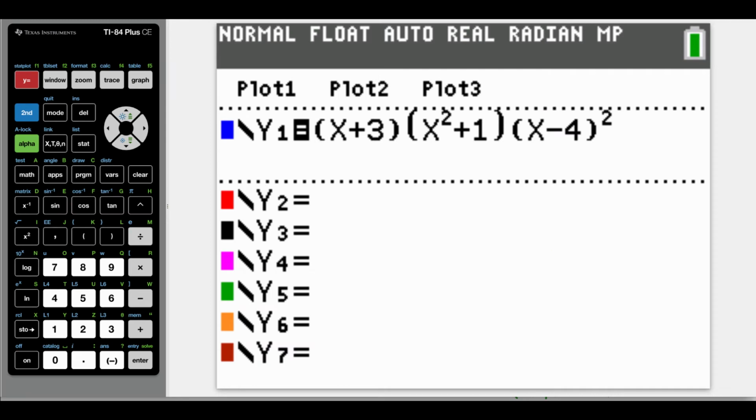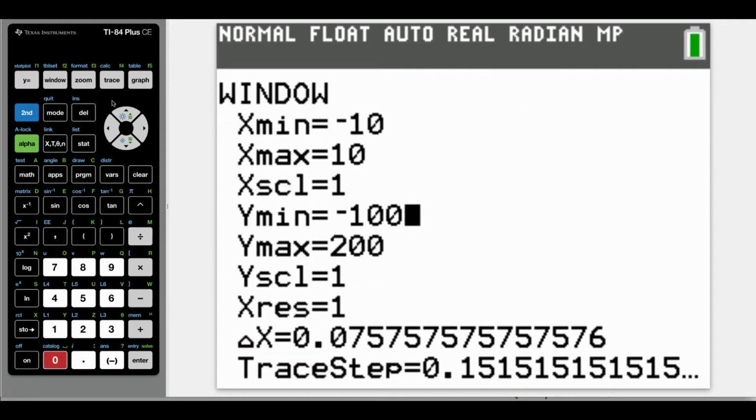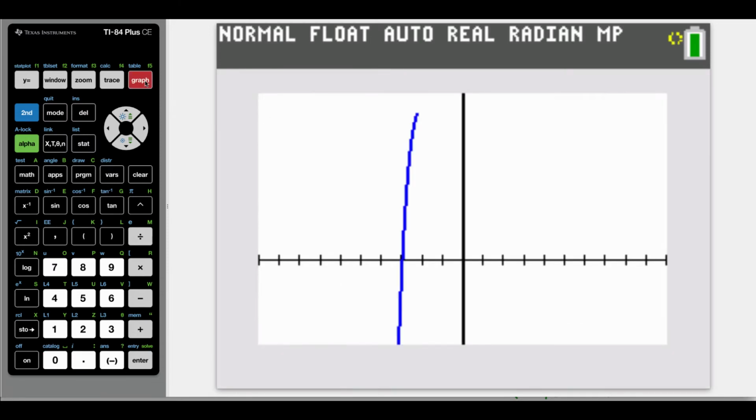So in my calculator, I have my function typed in. I am going to adjust the window a little bit just so we can see our behavior. I set my y minimum at negative 100, and I set my y maximum at positive 200, just so we can see some of the behavior of our graph a little bit better. So when I hit graph, we'll get a picture that looks something like this.